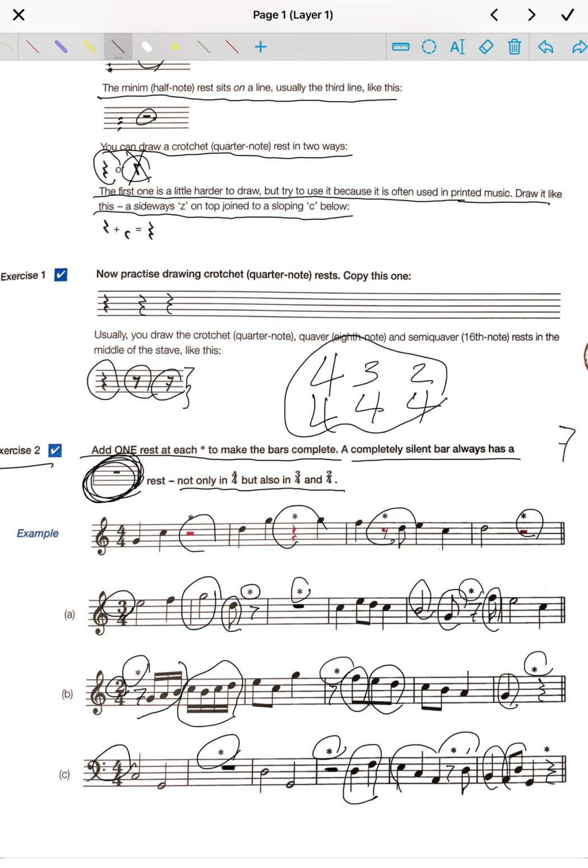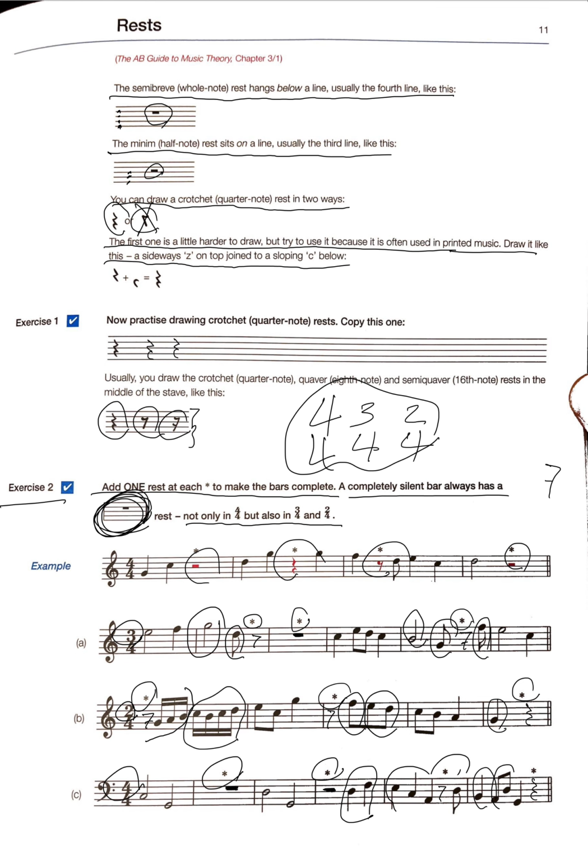Oh, that wasn't a good attempt. I'm going to try that again. A bit better. Okay, and that concludes our discussion of this page.